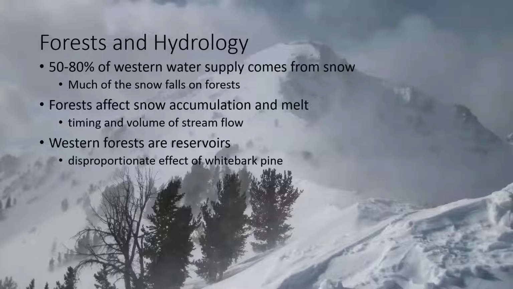50 to 80% of Western water supply comes from snow, much of which falls on forests. So forests affect snow accumulation and melt, which affects the timing and volume of stream flows. Western forests really are water reservoirs. And whitebark pine grows at the highest elevations where the snowfall is the greatest, so it might have a disproportionate effect on stream hydrology.